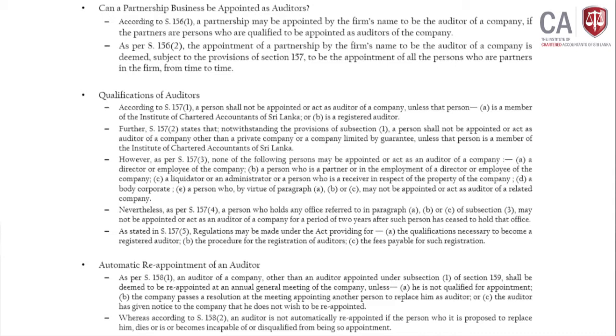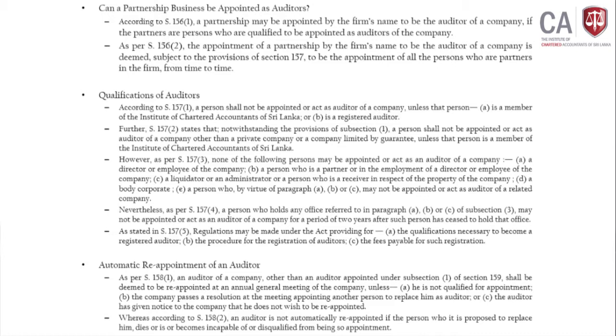Then a person who by virtue of paragraph ABC above may not be appointed or act as auditor of a related company, in the sense of a subsidiary or holding company of this company, or any other kind of relationship that this company has with that particular company.